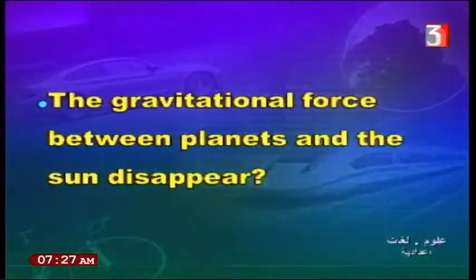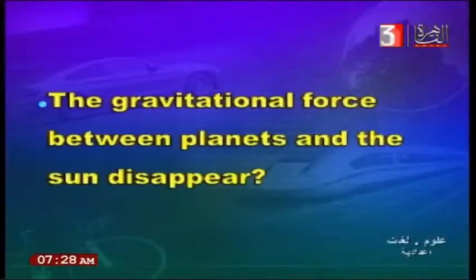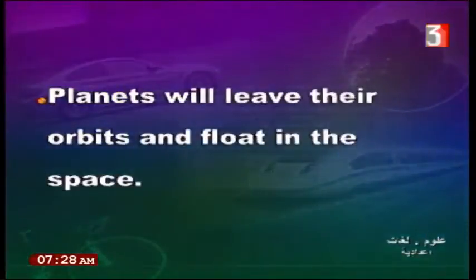Next, what will happen if the gravitational force between planets and the sun disappears? Okay, of course we knew that planets rotate around the sun due to the attraction force of the sun. But what happens in the case of disappearance of this gravitational force? Of course, planets will leave their orbits and float in space and can easily be destroyed.